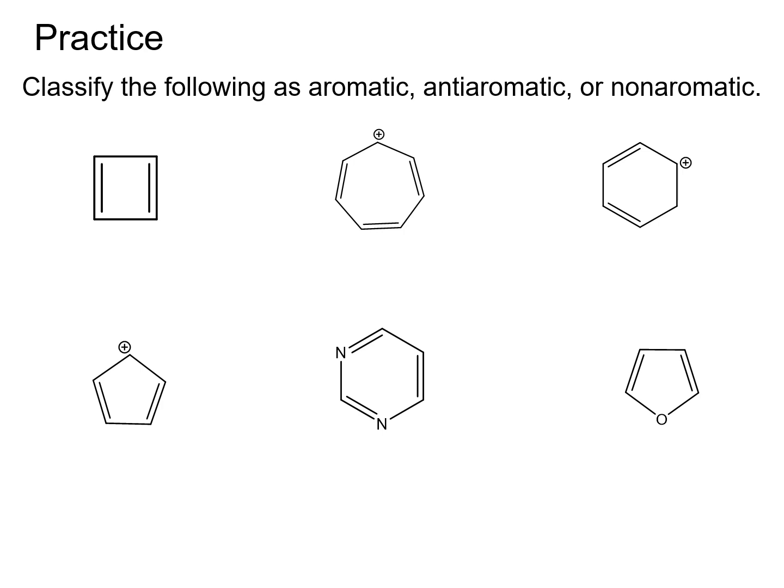For this first one, I see that I have 2 double bonds. That gives me a total of 4 pi electrons. 1 through 3 are also true, but with 4 pi electrons, that makes this one anti-aromatic.